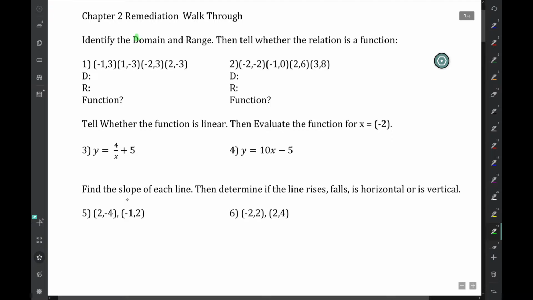So first off, the domain and the range. Know that the domain are all the x values, and the range are all the y values. You only have to list them once if they only occur once. So domain is -1, 1, -2, and 2. And range, you could just say is 3 and -3 since they occur more than once.